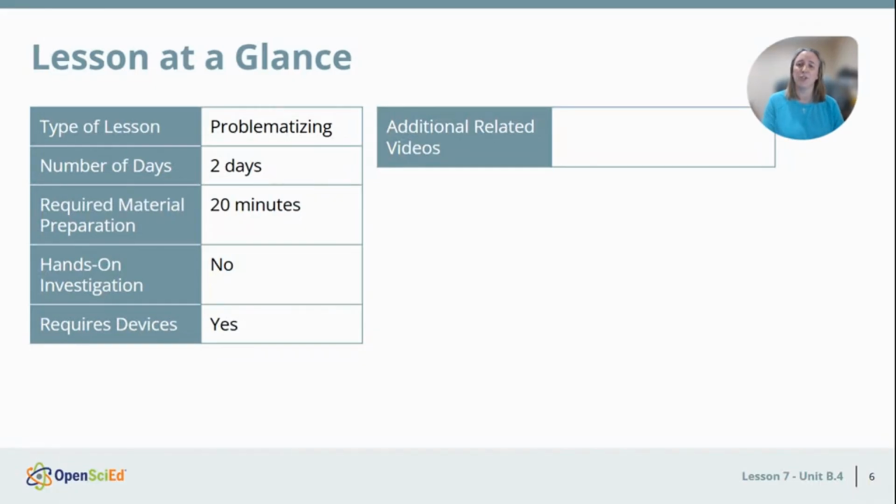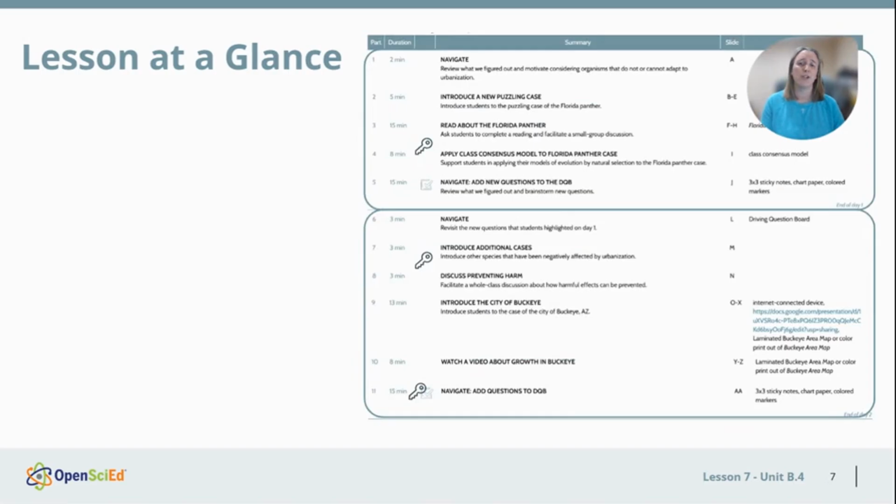Lesson 7 takes two 45-minute days. The 20 minutes of material preparation listed here is to prepare copies of the Florida Panther reading. Students will need to use their individual devices on day 2 for a visual inquiry using a provided Google slide show in groups. I post this slide deck to our learning management system, Canvas, for students to use during day 2. There are two big chunks in this lesson. Let's discuss what's happening in each.